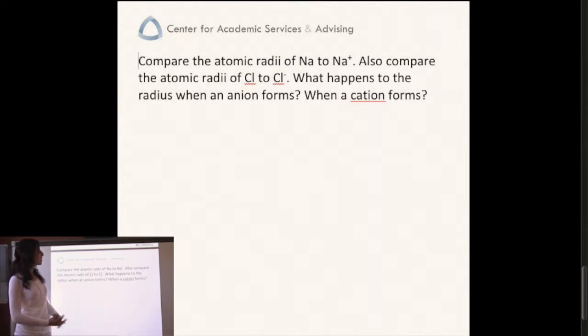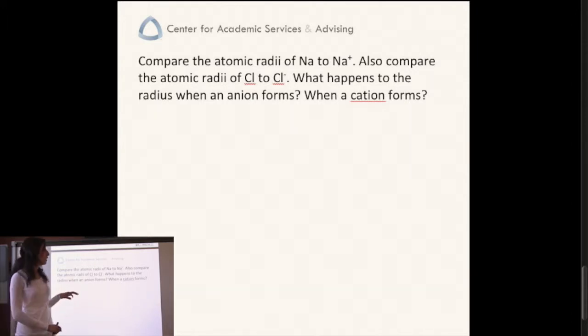The question is asking us to compare the atomic radii of sodium to sodium plus, and also compare the atomic radii of chlorine and chlorine minus. And then it's asking us to determine what happens to the radius when an anion or a cation forms.